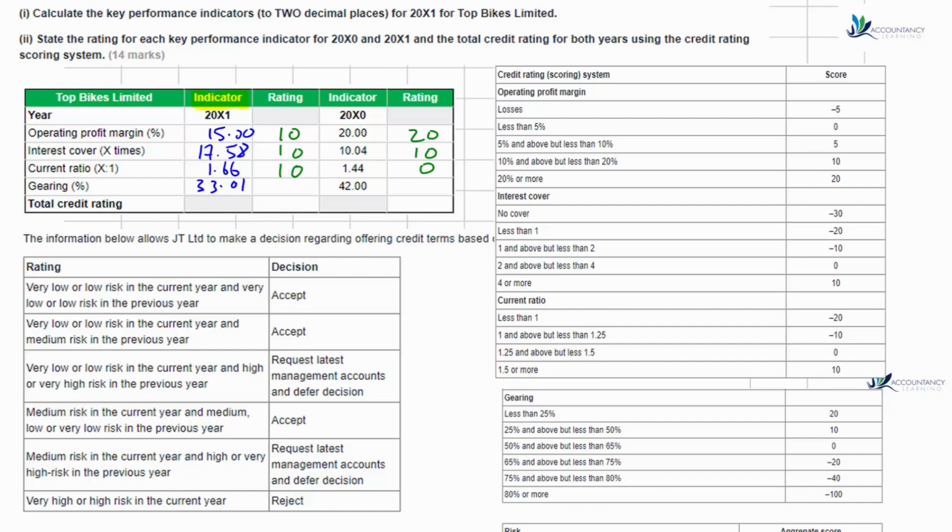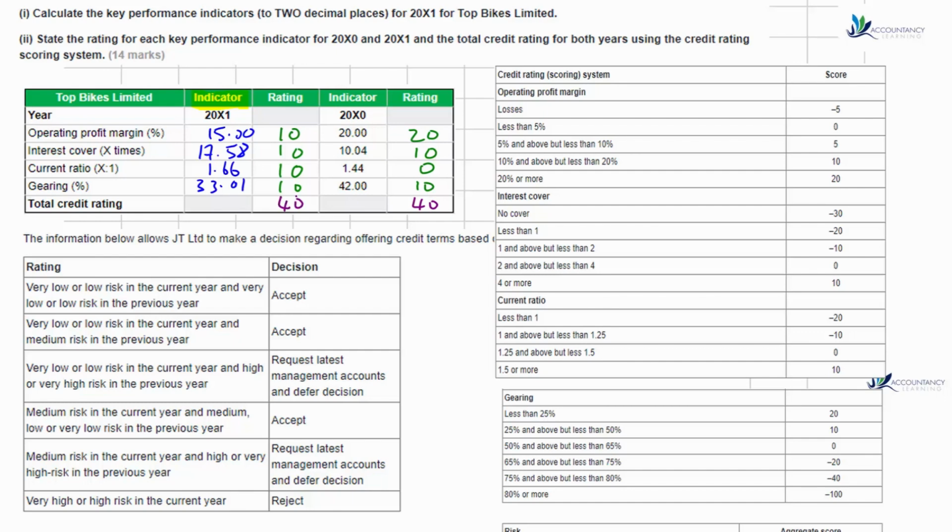And then for gearing, so last year we had 42%. So 42% would give us a score of 10. And then in the current year we have 33%. So that's in the same boundaries. That's going to be a score of 10 as well. So now we can work out our totals. So last year we have a total of 40. And then this year we have a total of 40 as well.